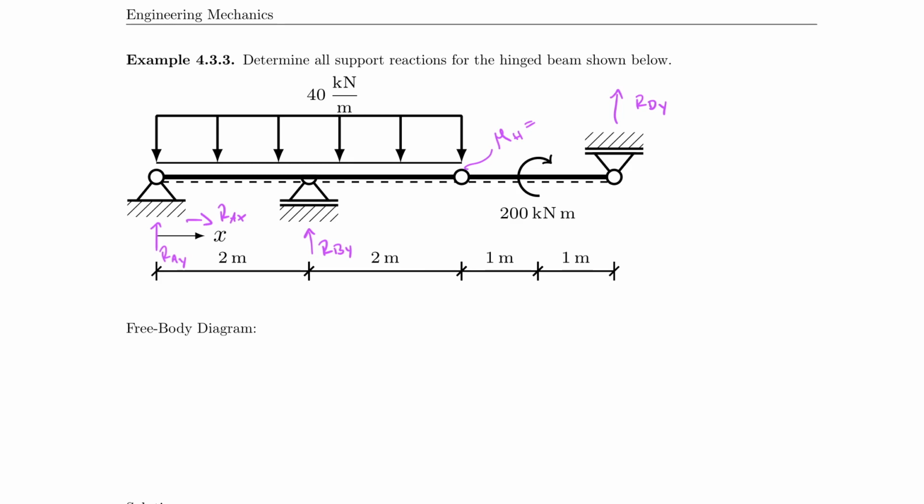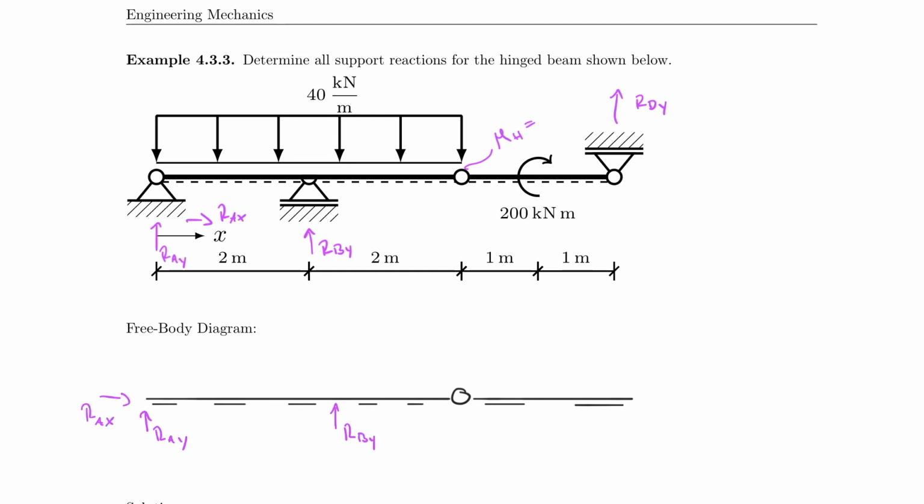And to do that, I want to start by drawing the free body diagram with you. So let's go ahead and do that. I have my rigid body here, and I have support reactions left and right. There's my hinge, and I think I assumed RBY to go up, RAY to go in this direction, RAX in this direction, and then last but not least RDY.